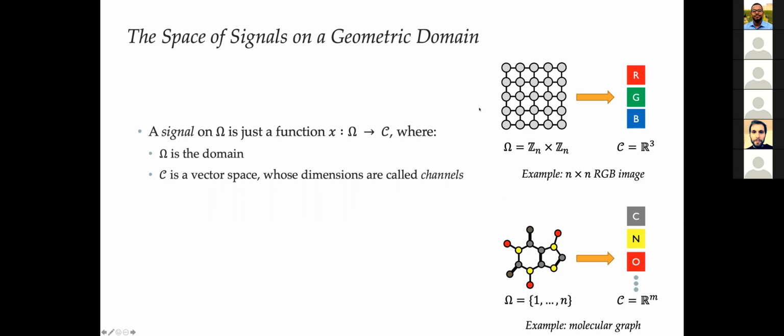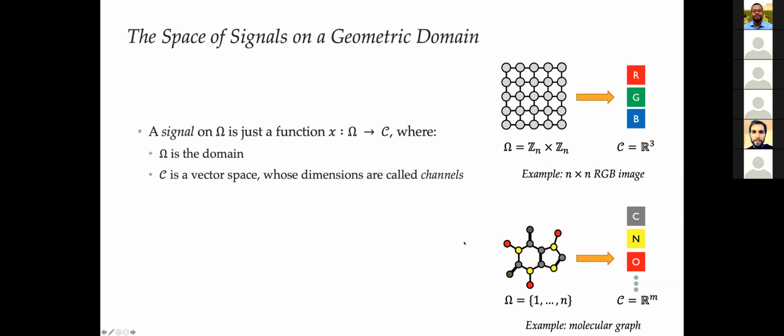So the simplest and most common example is where our domain is a grid. We can mathematically describe that as Zn times Zn, Zn being the set of integers 0 up to n minus 1. And the Cartesian product gives you a grid. And a signal is described as a function taking some grid point and mapping it to R3, a space of RGB values.